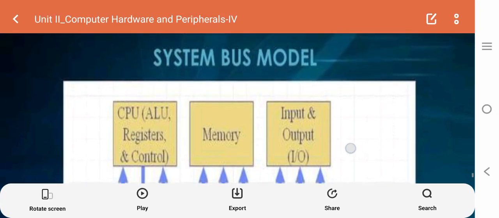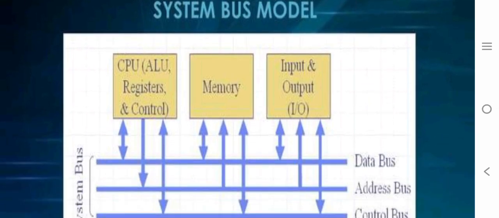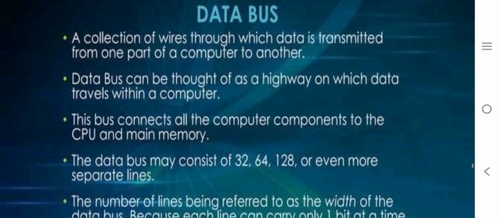This diagram shows the system bus model. Here three different buses are used: data bus, address bus and control bus. Now the first one is the data bus. The data bus is used to transfer data between the CPU, memory and other devices. It is bidirectional. Bidirectional means data can be transferred in both directions, from the CPU to other devices and from other devices to the CPU. The width of the data bus can be 8-bit, 16-bit, 32-bit or 64-bit. It determines how much data is transferred at a time, called the size of the data bus.